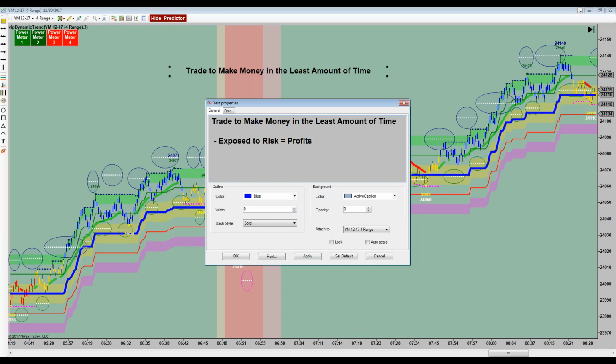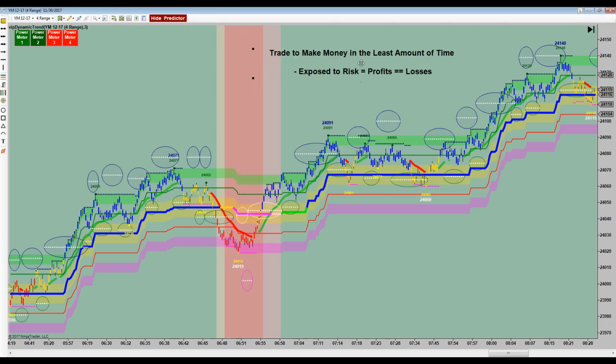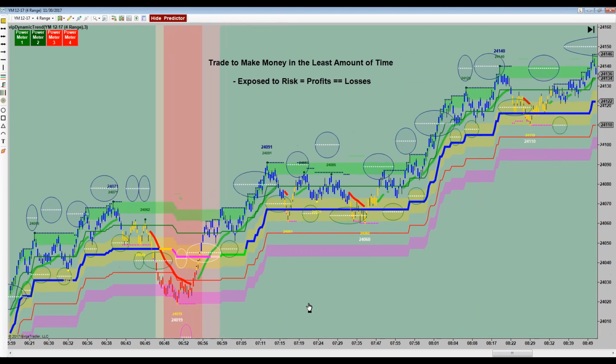But when we say exposure to risk, it means profits, yes, but what does it also mean? Losses. Nobody wants to talk about the losses. Everybody wants to talk about the profit. It's kind of like how many of you know any fishermen or people that pan for gold, different types of people like that? They're optimists, right?